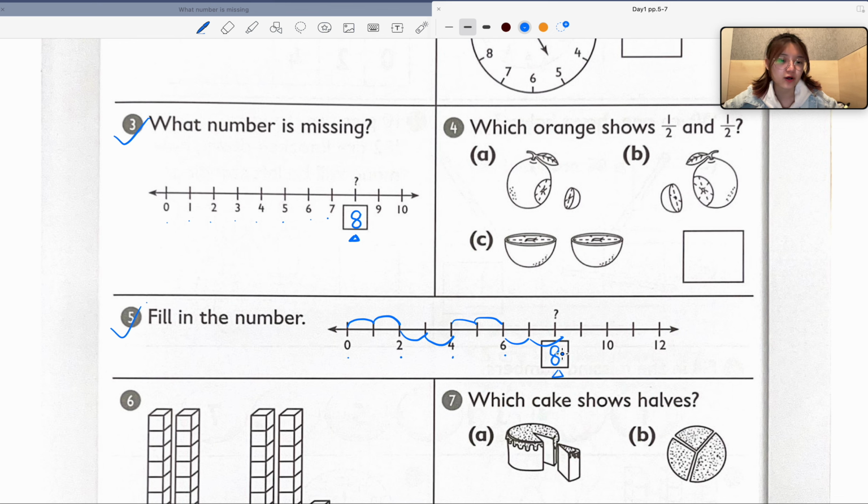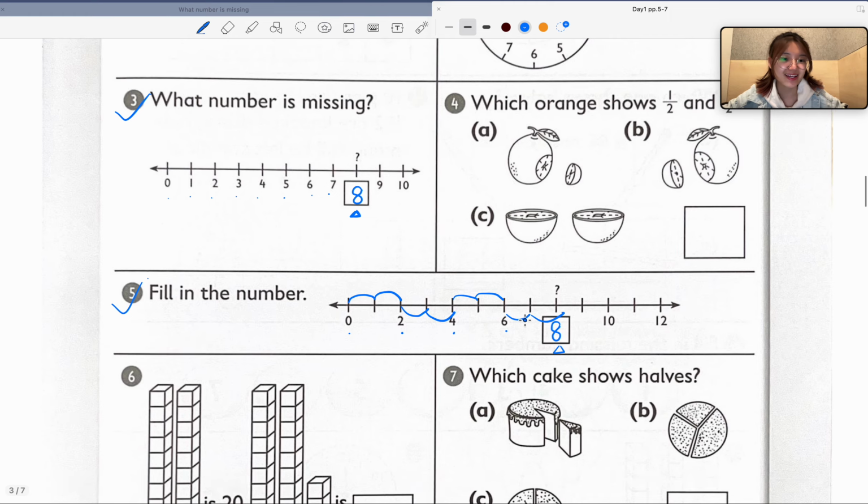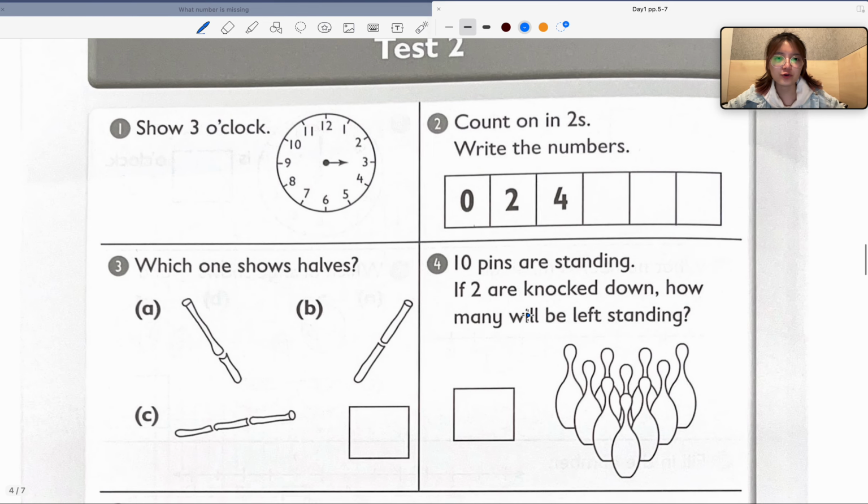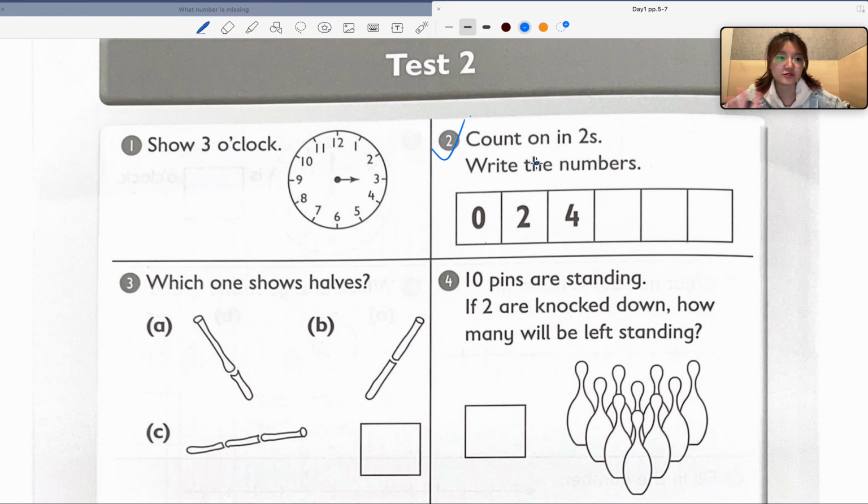So that's the reason why the missing number is 8. Always remember to do the double check. Okay?